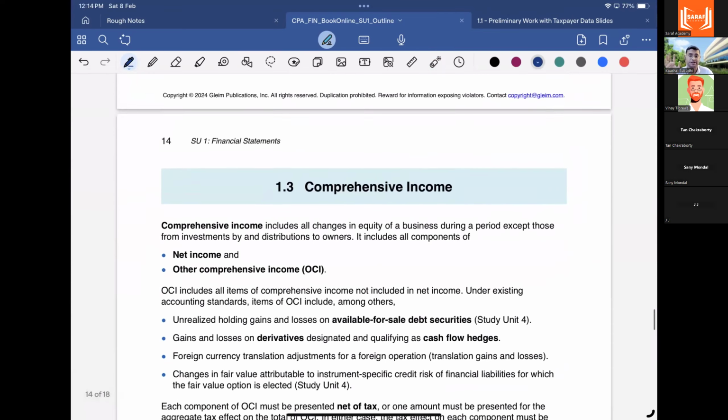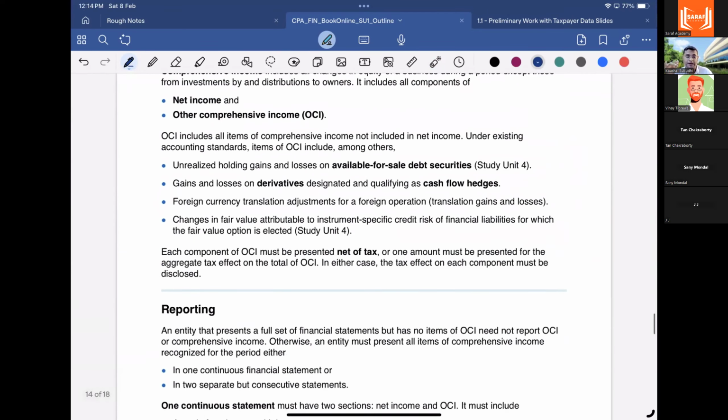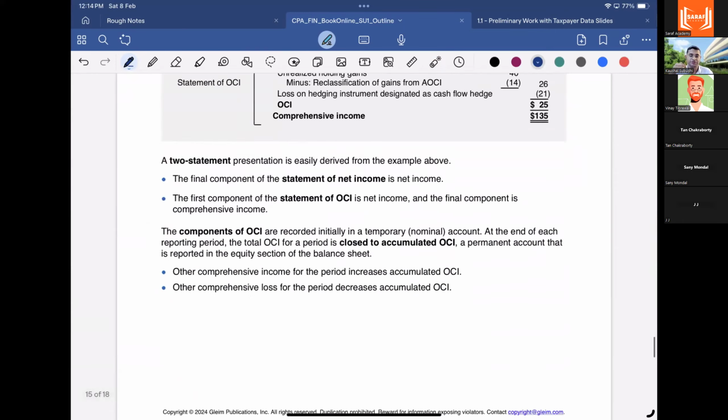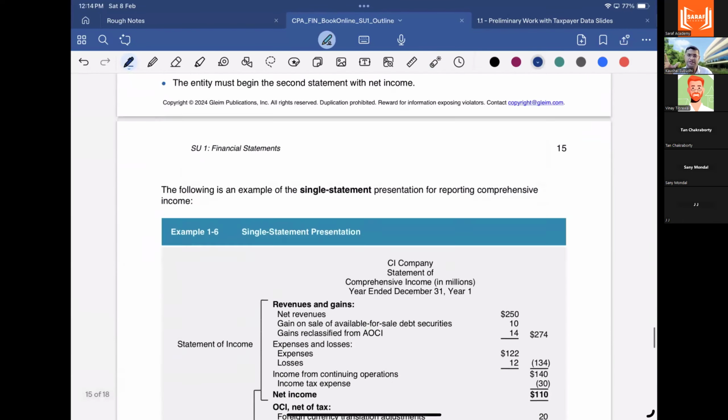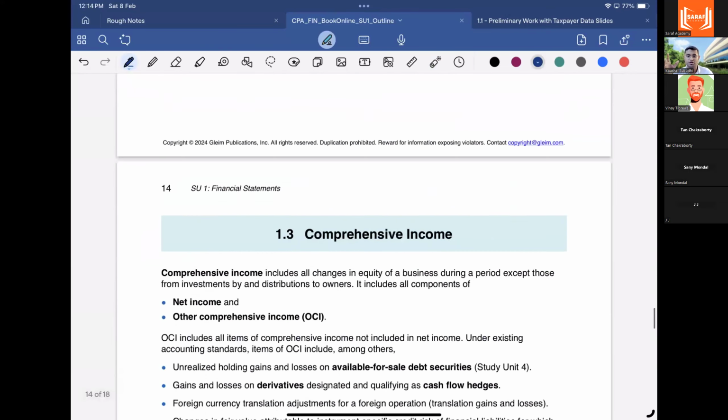It's not equity, it's basically OCI or comprehensive income. Then after this we would be getting into equity, that is subunit number 1.4. It is a small reading, 1.3, which is comprehensive income.